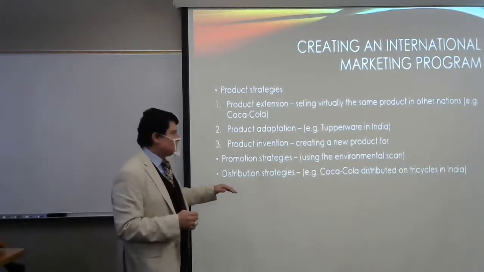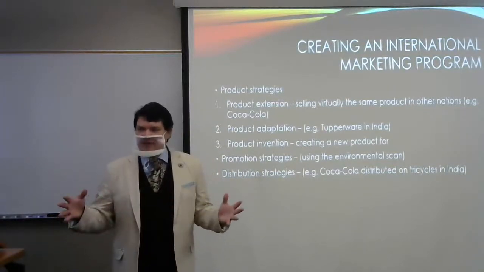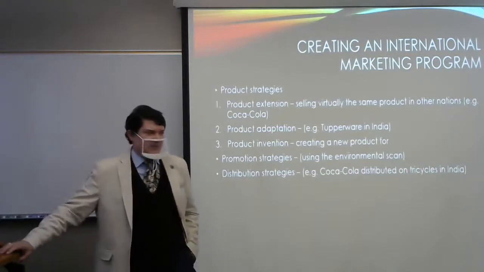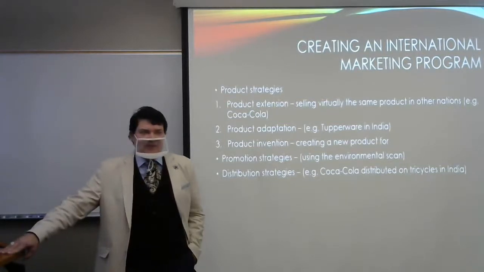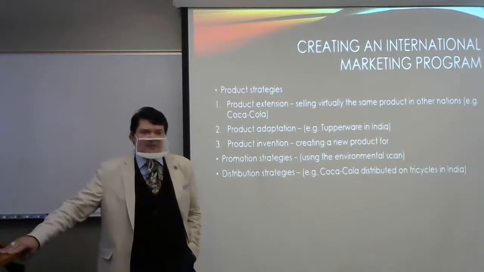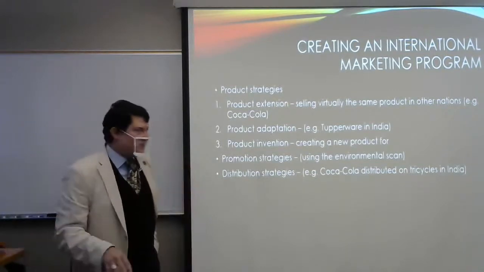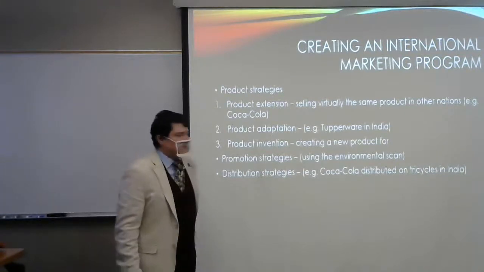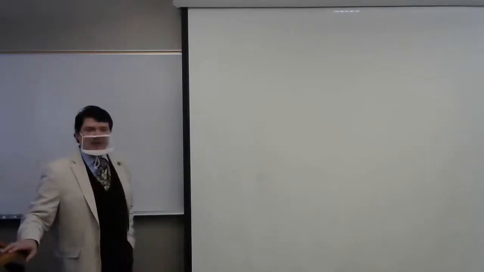Distribution strategies, channels. Coca-Cola is distributed on motorcycles and tricycles in India because they don't have the same kind of infrastructure that we have in this country. They don't have large roads, 4-lane highways, and wide boulevards that we have in the United States, which are conducive to tractor-trailer rigs. They have smaller streets, more crowded, with a lot more people, traffic, and congestion. And so the distribution had to change for Coca-Cola when they went into, for example, India in their initial foray into that market.